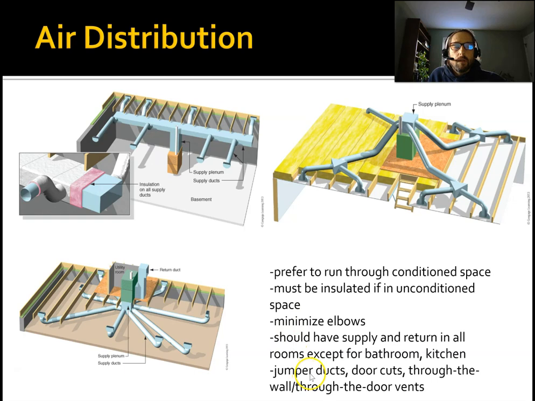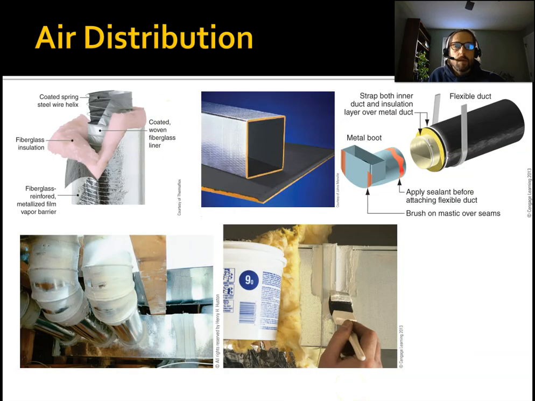A lot of older houses don't have returns in every room, and so you can modify them. You can add a jumper duct, you can add a vent in the door, you can cut the bottom of the door so there's space, so it'll allow the air to flow out and to a return somewhere else in the building. But you do want to balance it as much as possible.